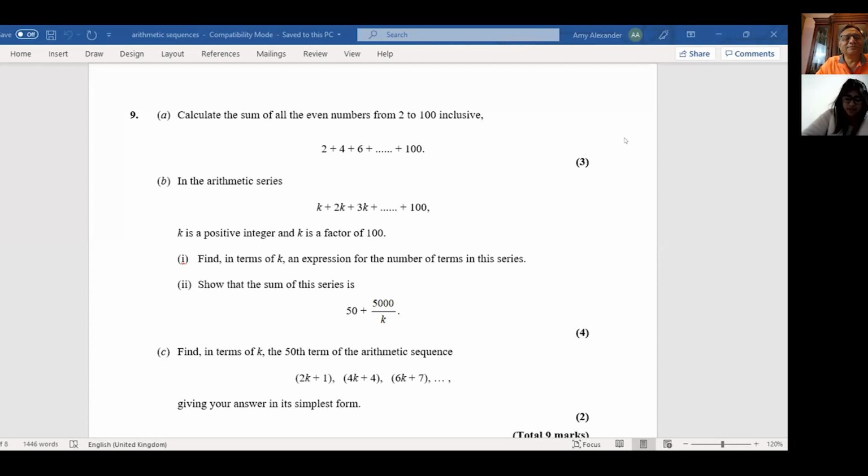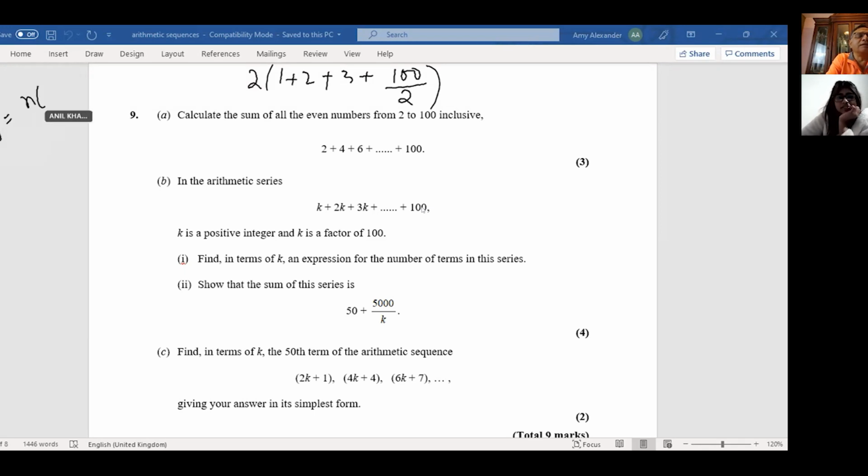Okay, so question 9a. Calculate the sum of all even numbers from 2 to 100 inclusive. Okay. So yeah, I just used a formula. Take 2 common. And then do 1, 2, 3. So 1 plus 2 plus 3. Last number will be 100 over 2, which is 50, correct? Now you have sum of natural numbers. Sum of natural numbers is what? N times n plus 1 over 2.